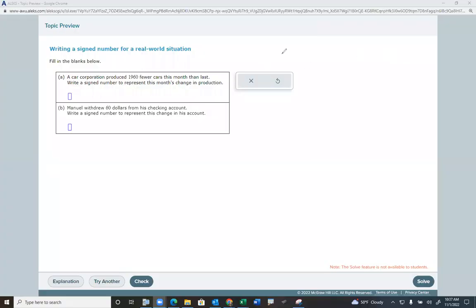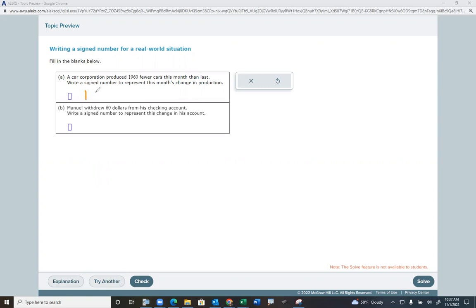Okay, so this time we want to write a signed number to represent a real world situation. It's like those numbers we saw in the number line a moment ago, except it will probably be bigger. So a car corporation made 1,960 fewer cars this month than last month. Write a signed number to represent this.